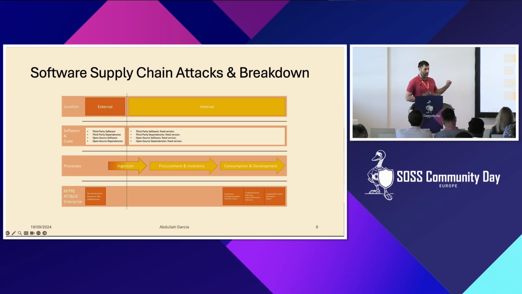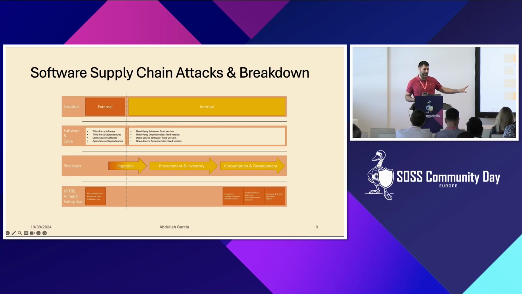And that goes through the processes that I just called out, which are ingestion, procurement, inventorying, consumption, and development. Now, the interesting part is that from a MITRE ATT&CK perspective, the tactics that happen outside are reconnaissance, resource development, and initial access. But the key part with the supply chain attack is that it's the first step into an attack chain. And everything else can manifest when you're working with the software.